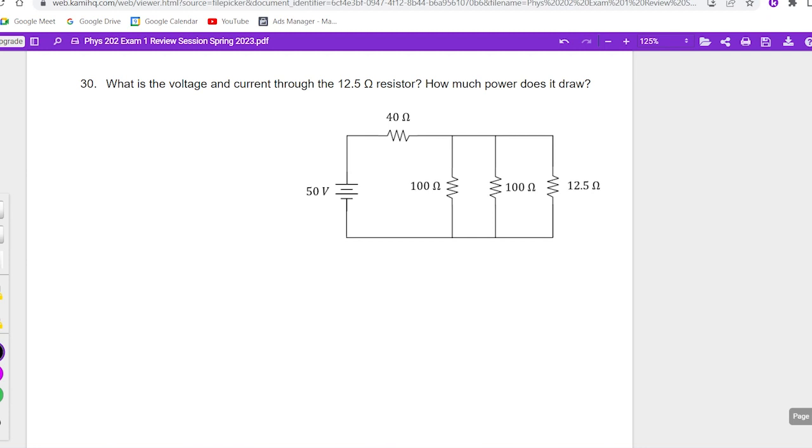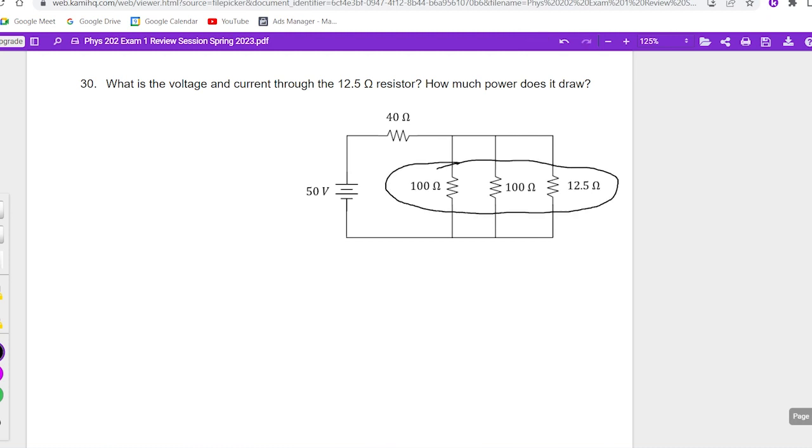So notice we're only looking at the 12.5 ohm resistor. Technically, I could have looked at any of these resistors. I only said the 12.5 because I wanted to be able to do this problem on 1 page of work. But technically, I could have asked for any of these. But it doesn't matter. So the process stays the same. The first thing you need to do is combine these down to a single resistor.